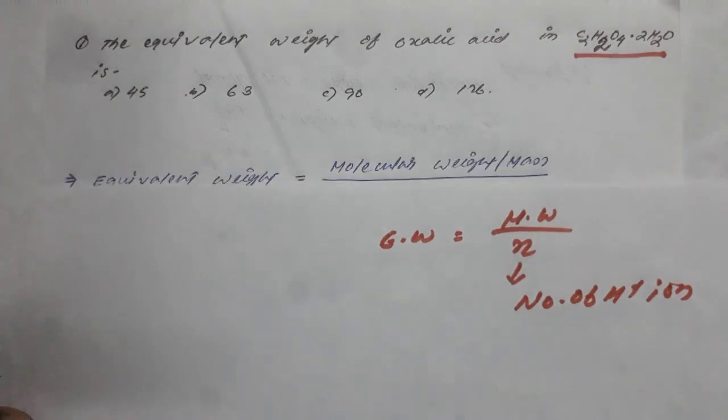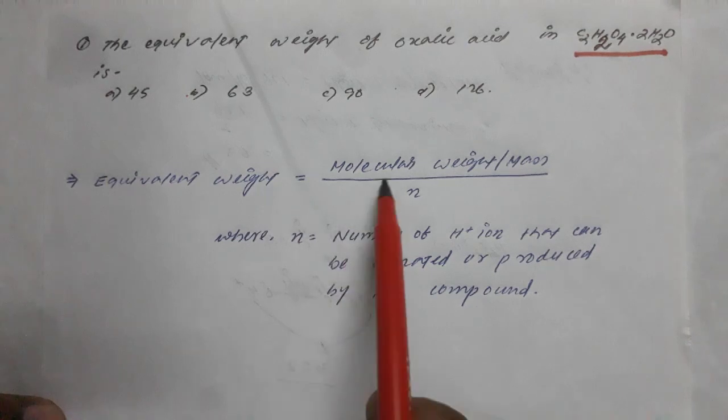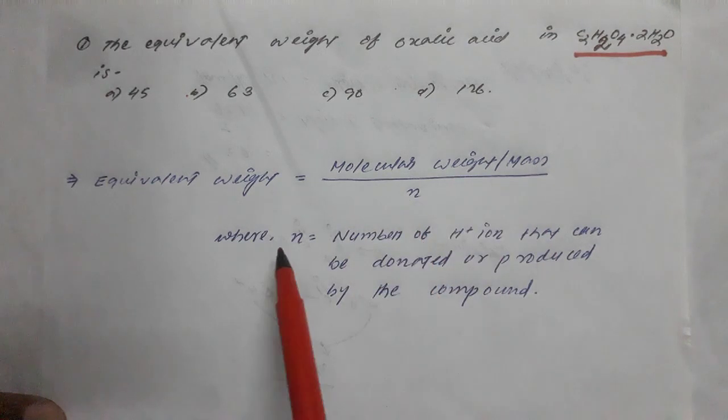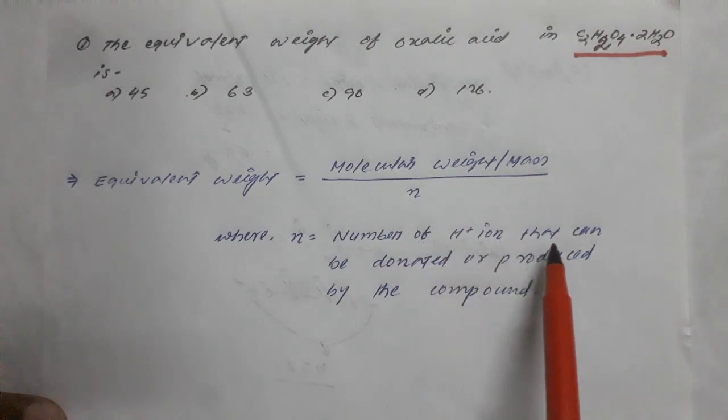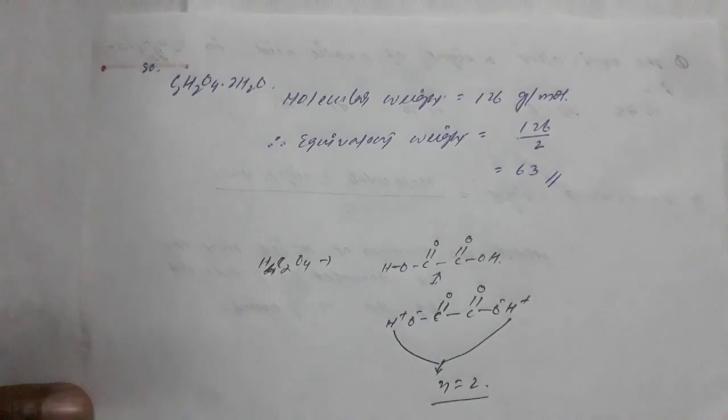So I have solved the question, and let's have a look here. The main portion is that equivalent weight equals molecular weight or mass divided by N, where N equals the number of H positive ions that can be donated or produced by the compound. So here it goes, the solution.